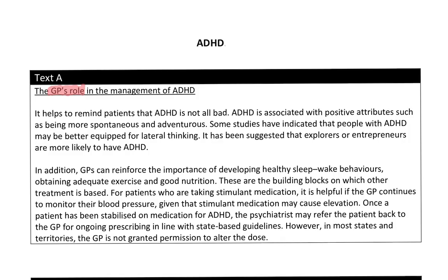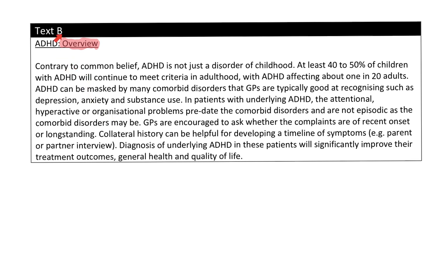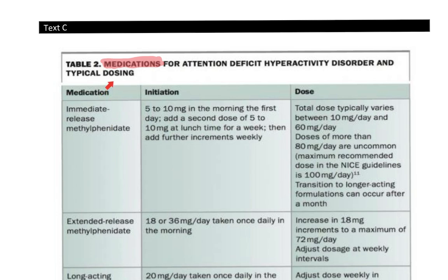Alright, so now we understand the text A is about GP's role, and text B is about overview. So this is more about information regarding the condition. The text A is about GP's role, doctor's responsibilities or duties. Text C is about medications. So if you have any questions that is gearing towards medications, come to text C.